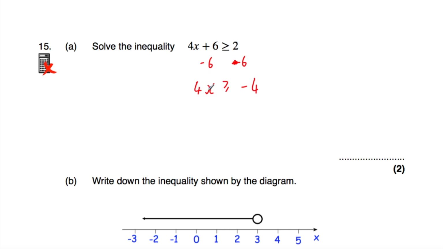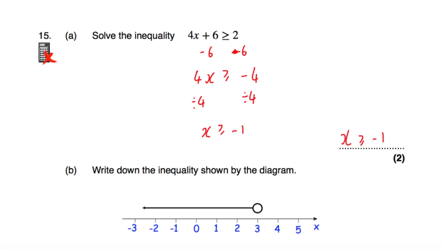Now that's 4 times x, we don't want this times by 4, so let's divide by 4 and divide by 4. On the left hand side, 4x divided by 4 would just be x, and that would be greater than or equal to, and negative 4 divided by 4 would be negative 1. So x is greater than or equal to negative 1, and that's it. Okay, and then part B.